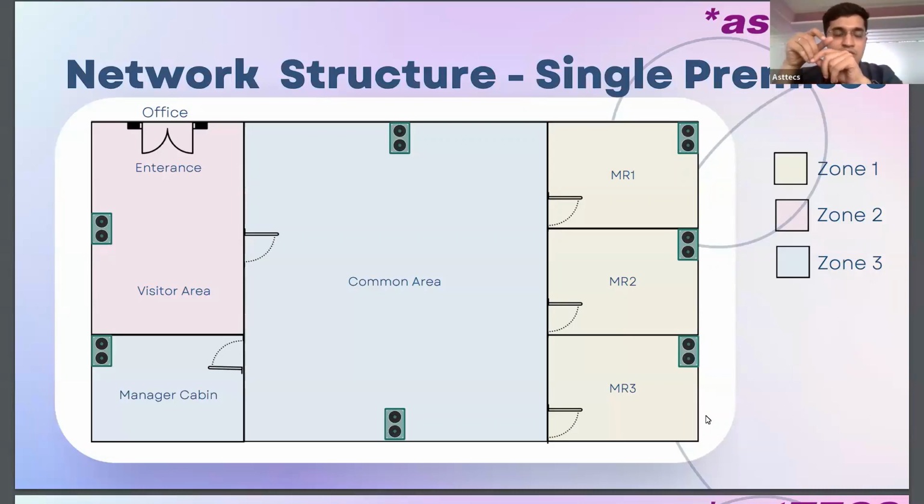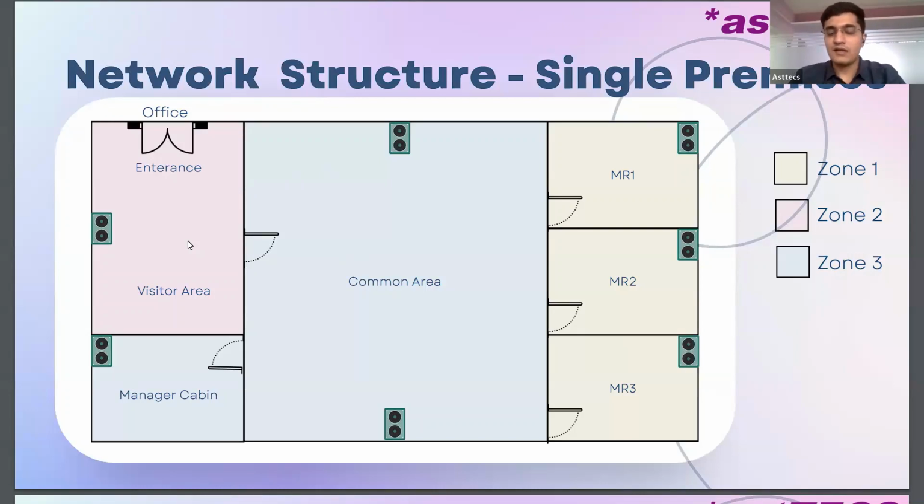Now, if you can see the diagram that we have laid out, this is a single premise model. What we mean by a single premise model is that you have an office building and everything is within that office building. So all your speakers are connected to the local network within the office. In the diagram, you have meeting rooms on your right side, meeting room 1, meeting room 2, meeting room 3. These meeting rooms are classified as one zone. The common area and manager cabin are defined as another zone. And then the visitors area or the entrance is defined as another zone.